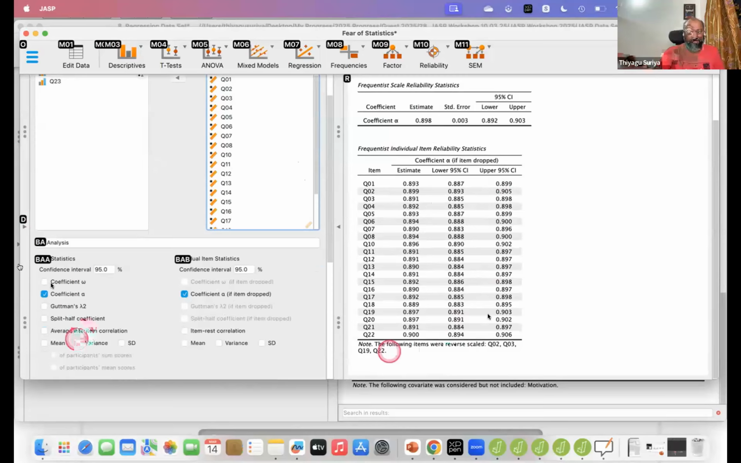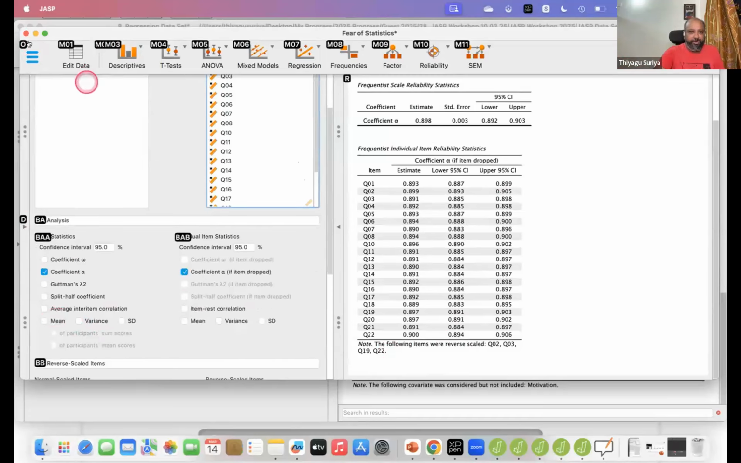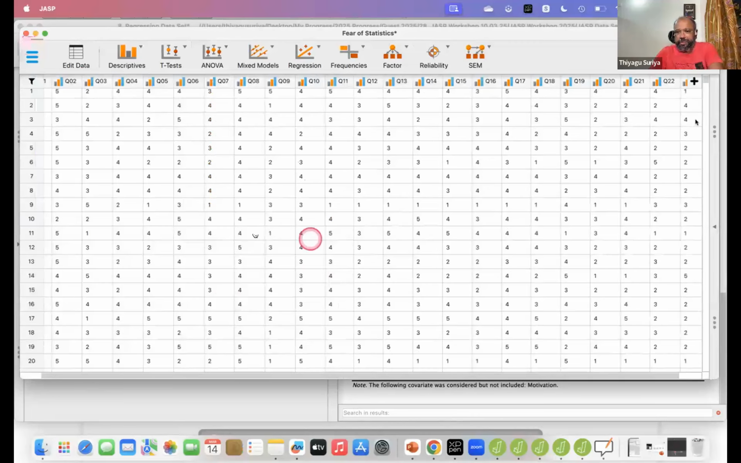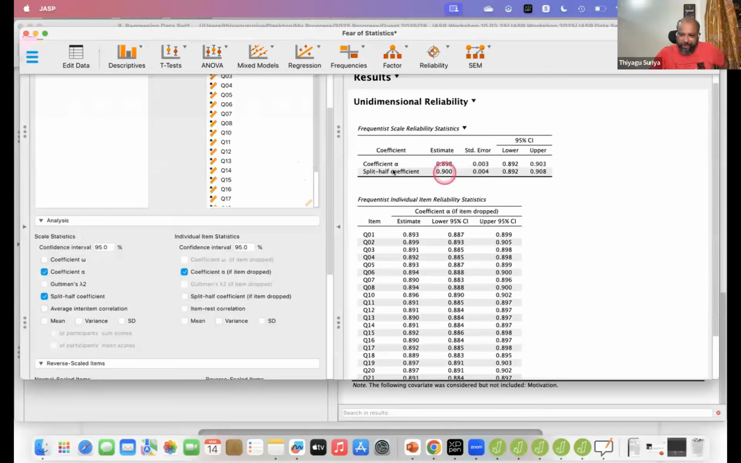And one more thing, there is something called split-half. Suppose you want to do the split-half also in parallel. You can do this. Select the split-half. So I select the split-half. You are going to split-half also. What is my split-half? What is the purpose of split-half? To check internal consistency. Yeah, internal consistency. Actually, Cronbach also measures internal consistency.